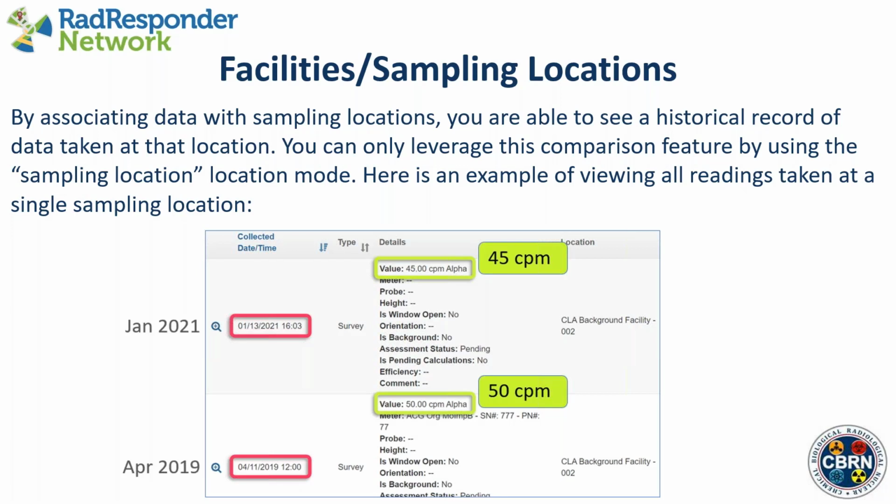And here's an example of what it looks like when you're viewing all readings taken at a single sampling location. From the bottom row here, this reading was taken in April of 2019 at 50 counts per minute. And then I can also see something taken in January of 2021 with the value of 45 counts per minute. So again, this is all through the sampling location details page, and as many readings are taken with the sampling location, they'll all be listed in this table, and this will allow me to view any anomalies, any trends, any discrepancies at that particular data location.